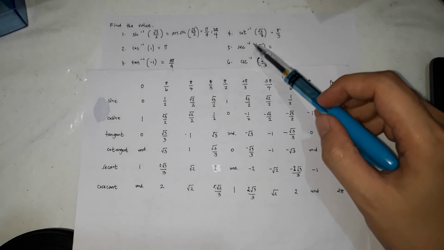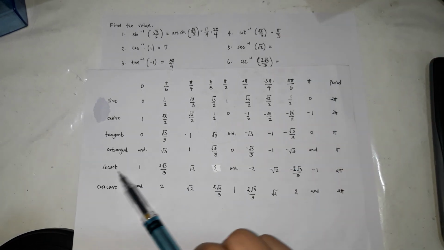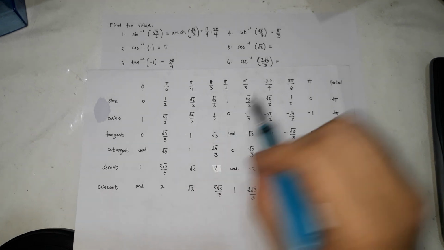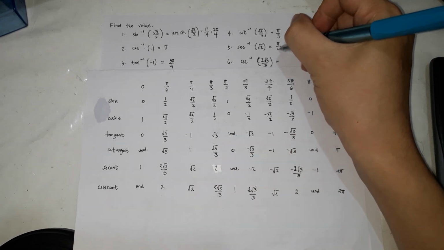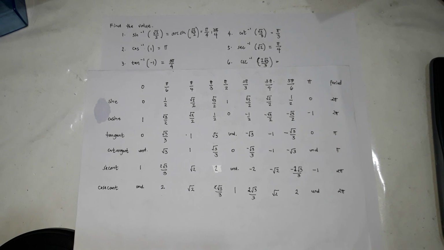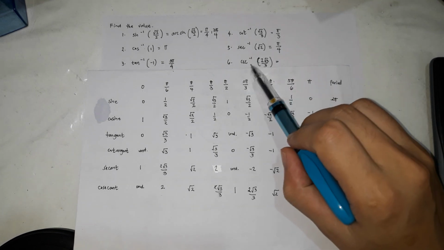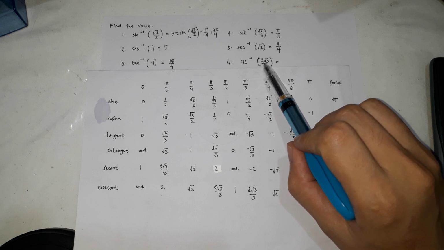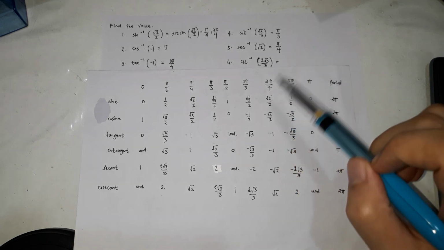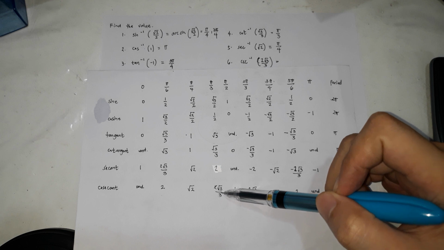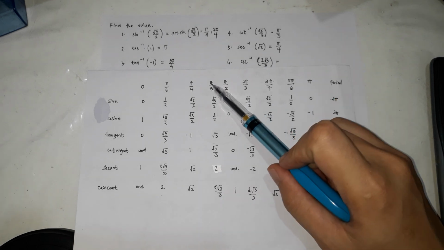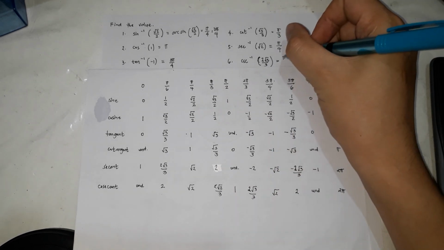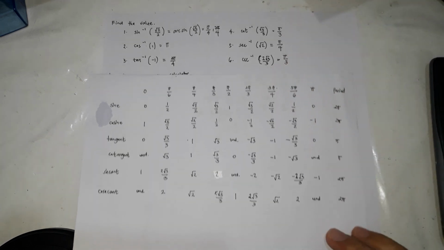Next, secant to the negative 1 of square root of 2. Secant square root of 2, it's pi over 4. Next, cosecant to the negative 1 of 2 square root of 3 over 3. That's in this one, cosecant, that's in pi over 3. So pi over 3. So that's the answer.